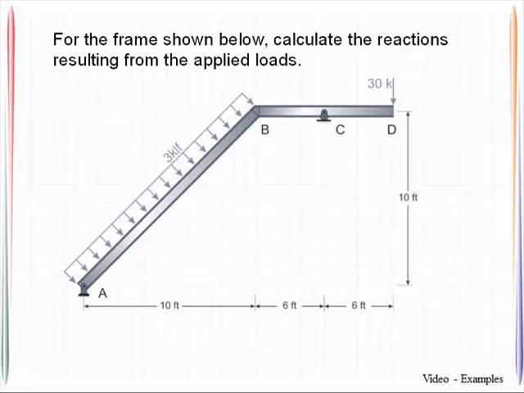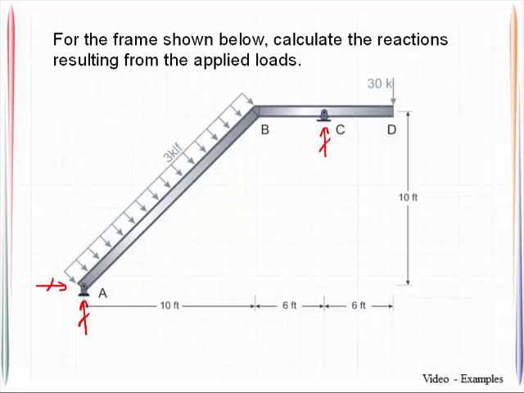So first thing is to identify where the reactions are possible. At point A, we have a pin support, which means two orthogonal reactions will occur. Point C, we have a rocker, which only produces a reaction that is orthogonal to the support surface.